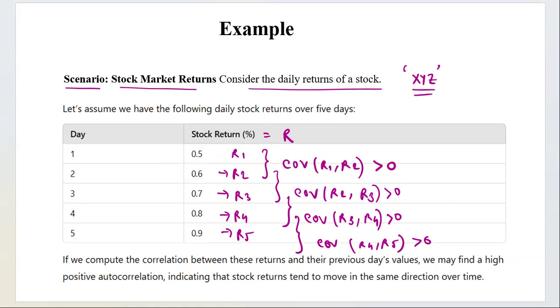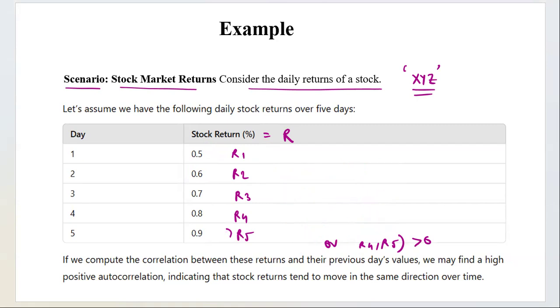Now, what happens if I change this value a little bit? Suppose I change this value a little bit and I say that this starts with 0.5, this is right, all right. But here you have suppose 0.2.